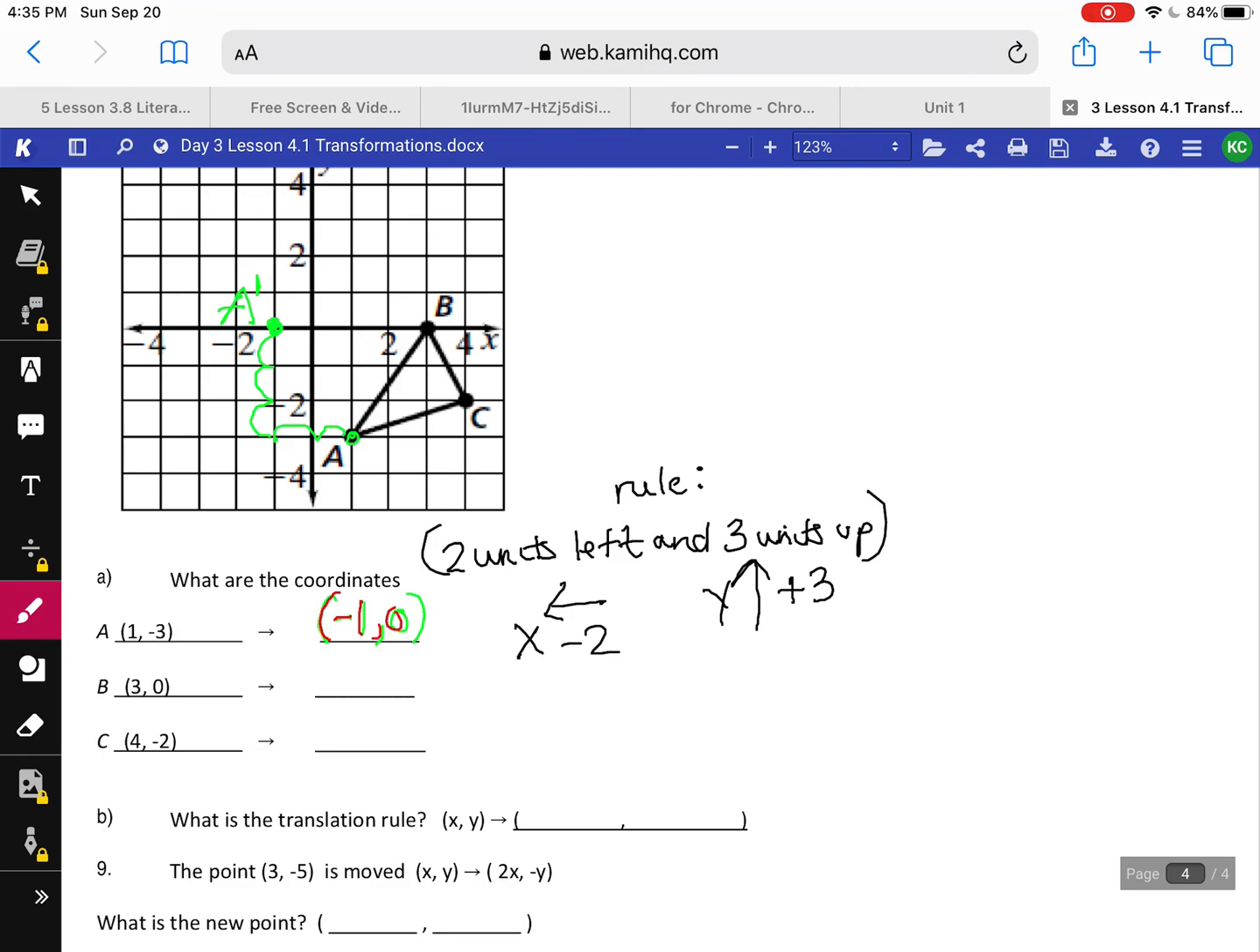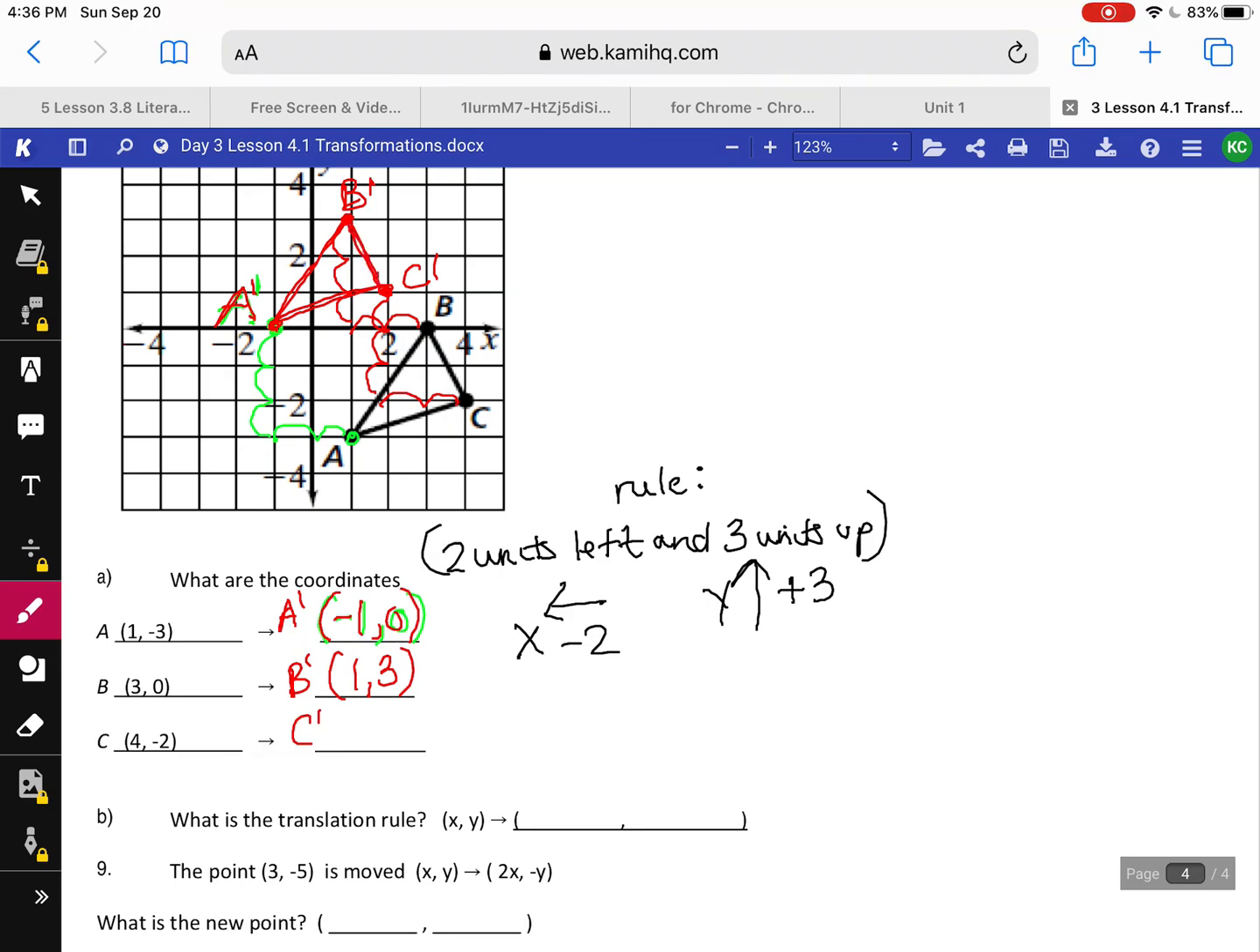Okay, this color is very hard on the eyes, so let's do some red. A little Christmas in September. Okay, there's our A prime. That's telling me that's a copy of the original point. Now we're going to look at B. We're going back 2. We're going 1, 2, 3 up. And there is B prime sitting at 1, 3. Now C prime: left 2, up 1, 2, 3. C prime.